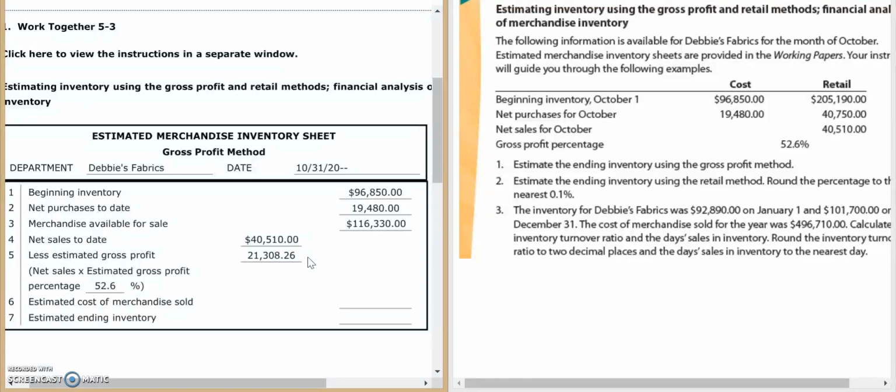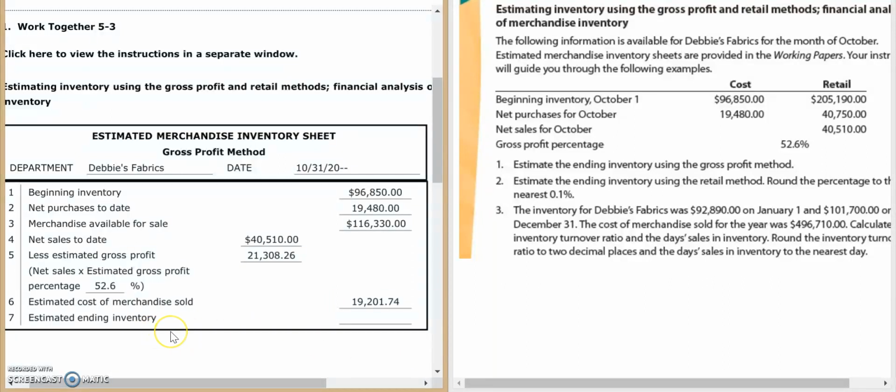So that's our estimated gross profit. It is not a for sure thing. It is an estimate, so we just need to keep that in mind. So then in order to find our estimated cost of merchandise sold, we take our 40,510 and subtract out our estimated gross profit. When we do that, we get $19,201.74.